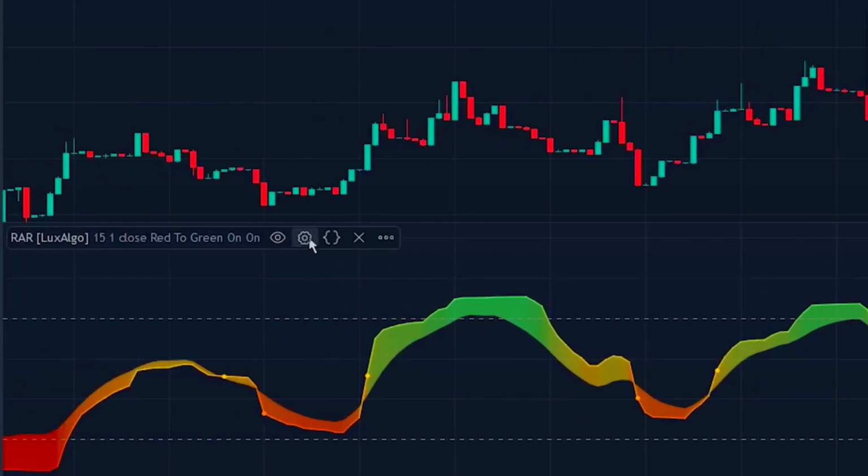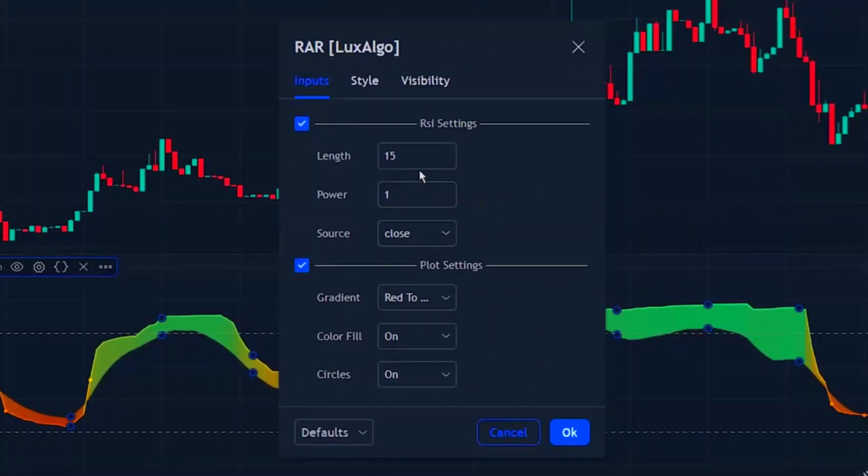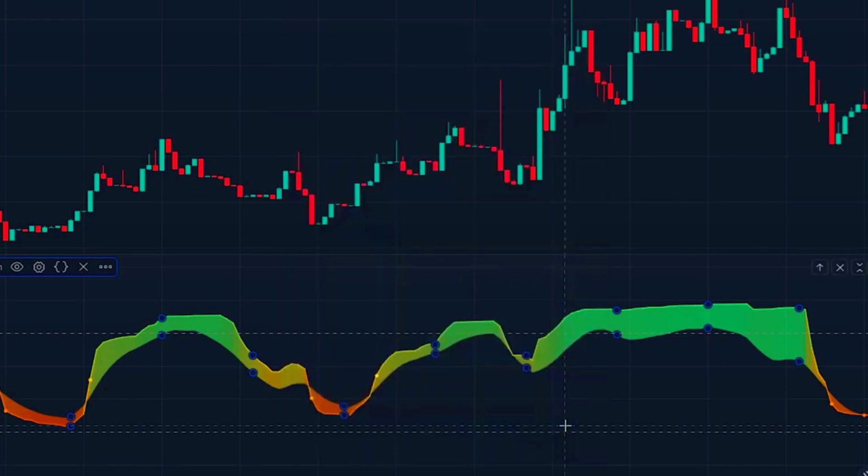Now let's head over to the settings and see what inputs can be changed. As you can see, just like with the RSI, we can change the length of the indicator. However, we won't be doing that. Instead, we will keep this indicator on default settings.